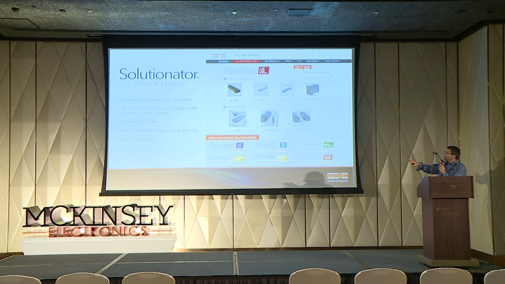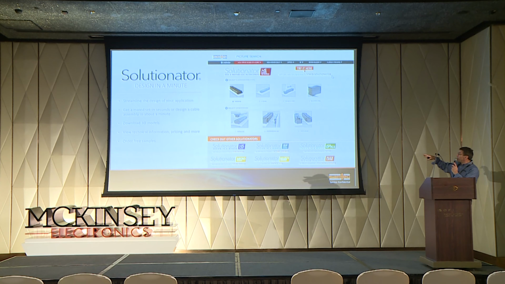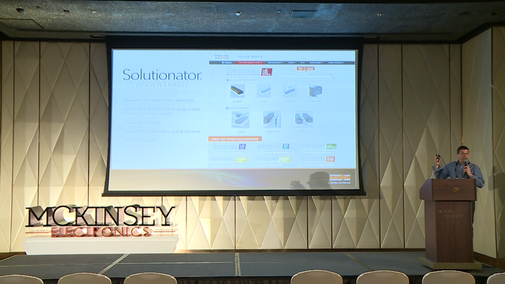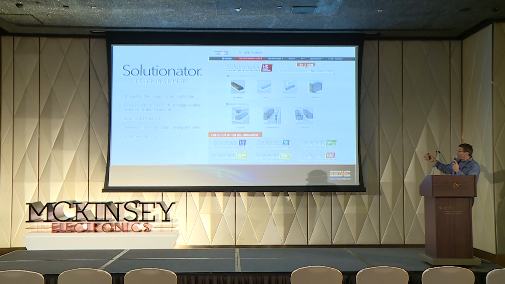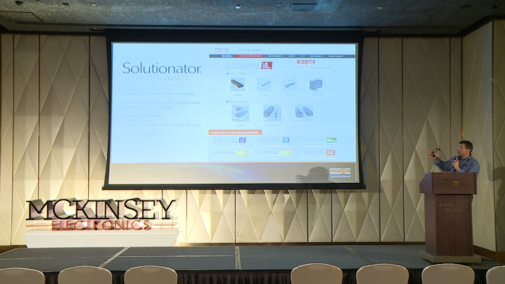So the Solutionator gives you an idea of where you can start from: arrays, dual row strips, edge card, backplane, physically looking at the products. Then you can drill down to numbers of pins, mated stack heights, and processing types, whether it's surface mount, through hole, etc. It's a very intuitive way of defining a part number visually, getting your models and technical information, and ordering samples, which are usually free of charge.